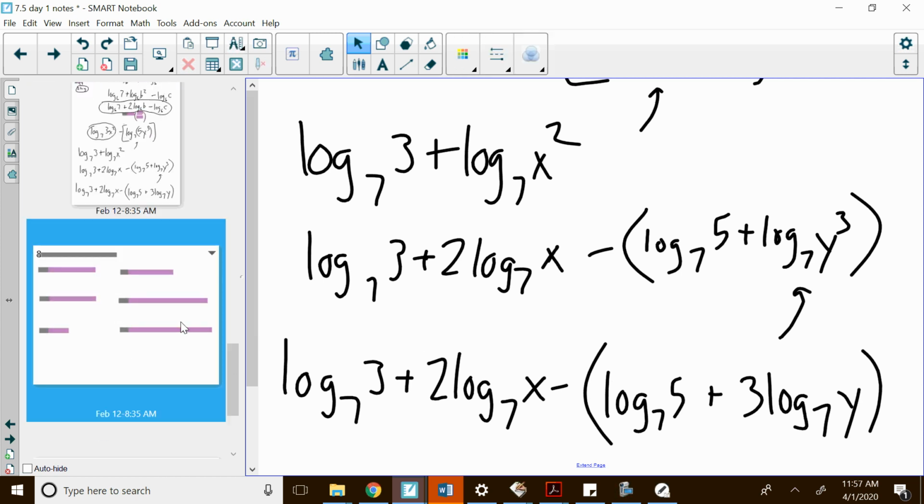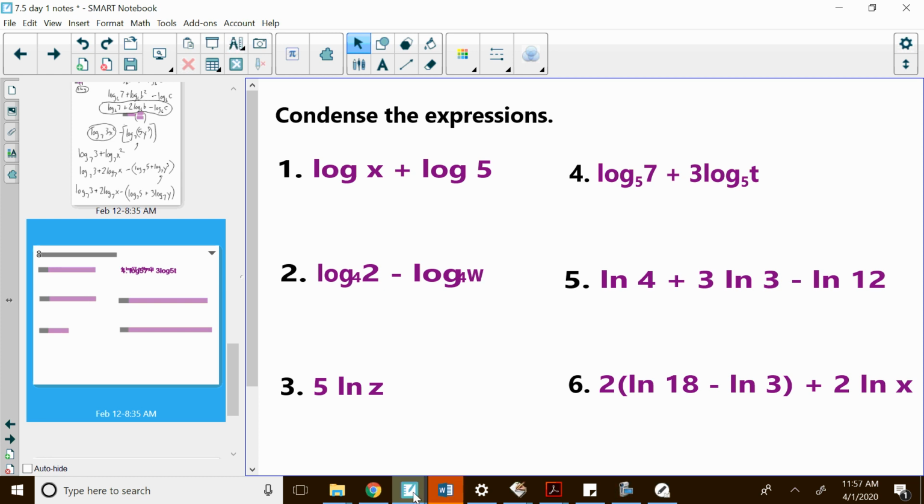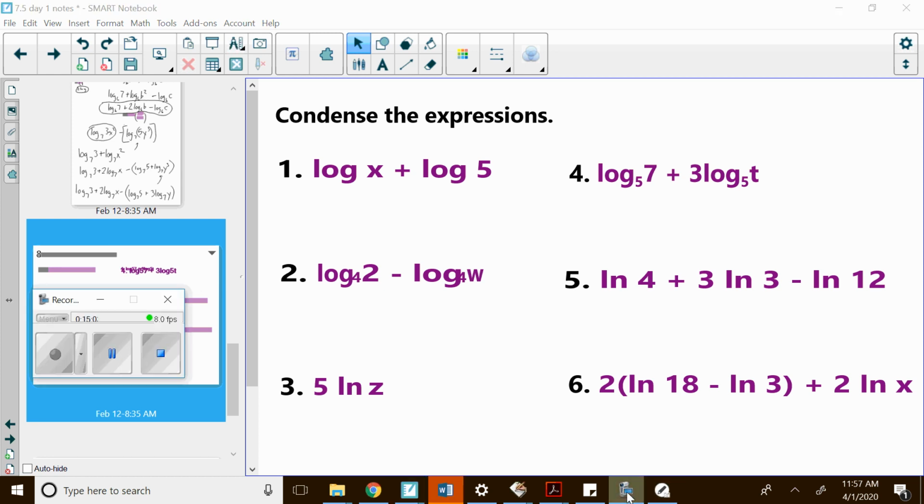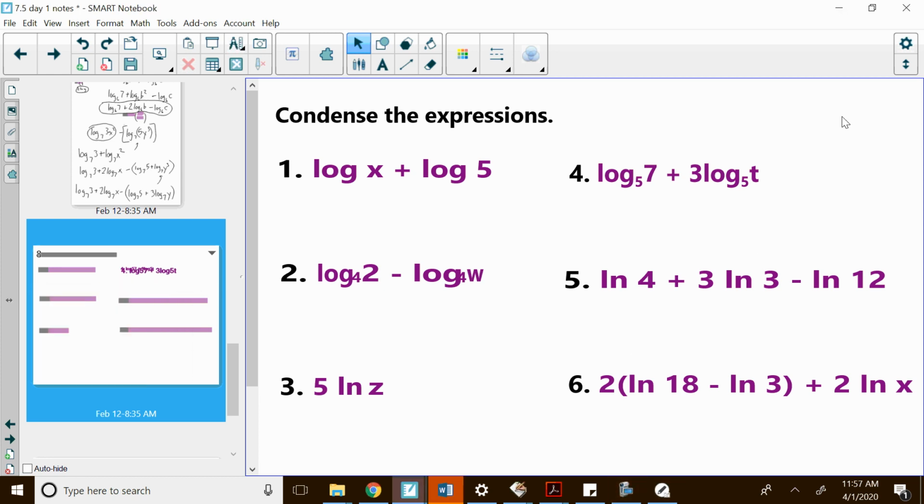Okay, condensing is actually honestly simpler. We're going to do condensing and then our video is done. I know I'm running just a little bit long here, a couple more minutes. Okay, condensing is using the same properties but going from the right side to the left side when you originally wrote down your property.